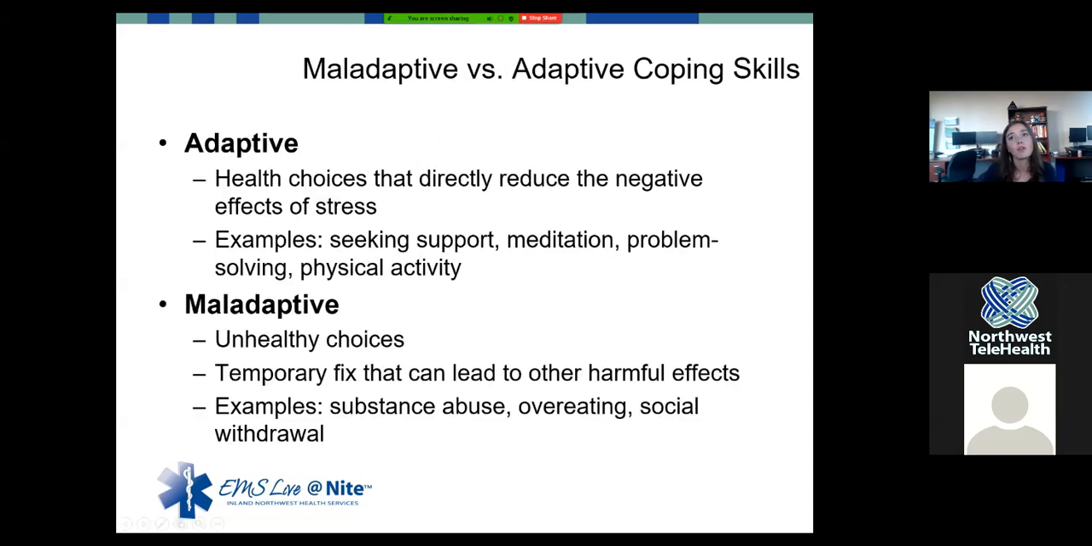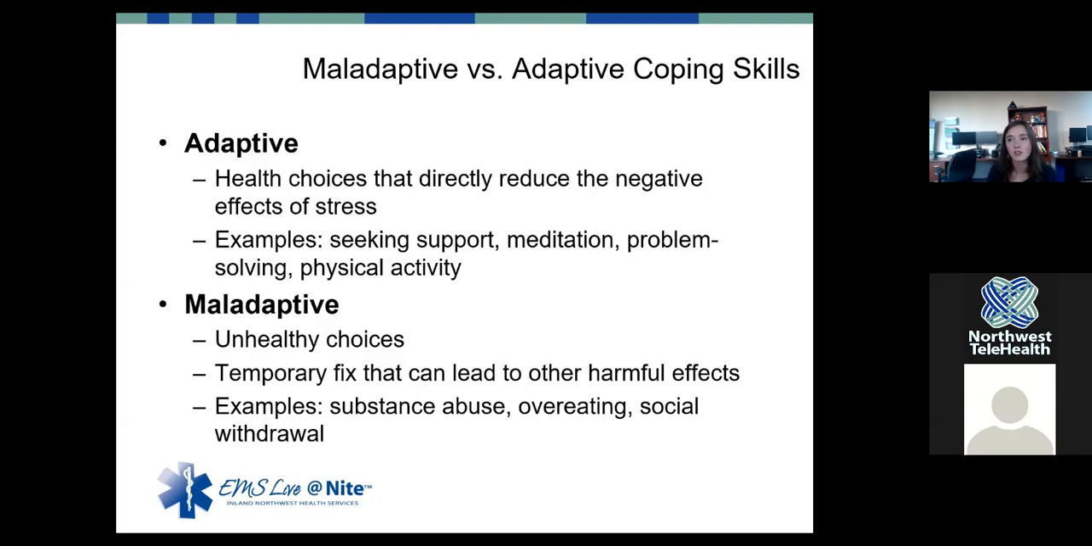So speaking of, we've got our adaptive. Those are healthy choices, that should say healthy, that directly reduce the negative effects of stress. So these are good. This is what we want. That's seeking support, whether that be from your crew, from resources that you have within your department, or within your family, friends. Meditation, problem solving, writing things down, list making. I know for me, just writing things down can be really helpful, or writing my thoughts down. And then physical activity, getting outside, being active, eating well, all healthy choices that can directly impact or affect that stress.